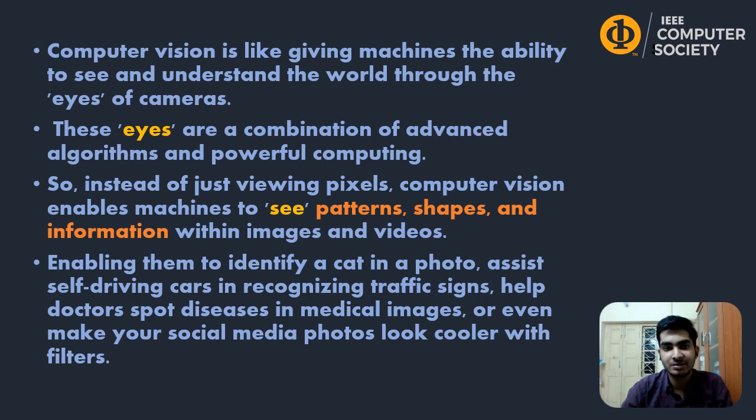Computer vision is like giving machines the ability to see and understand the world through the eyes of cameras. These eyes are a combination of advanced algorithms and powerful computing. So instead of just viewing pixels, computer vision enables machines to see the patterns, shapes, and information within images and videos, enabling them to identify a cat in a photo, assist self-driving cars in recognizing traffic signs, help doctors spot diseases in medical images, or even make your social media photos look cooler with filters. These are some applications of computer vision algorithms.